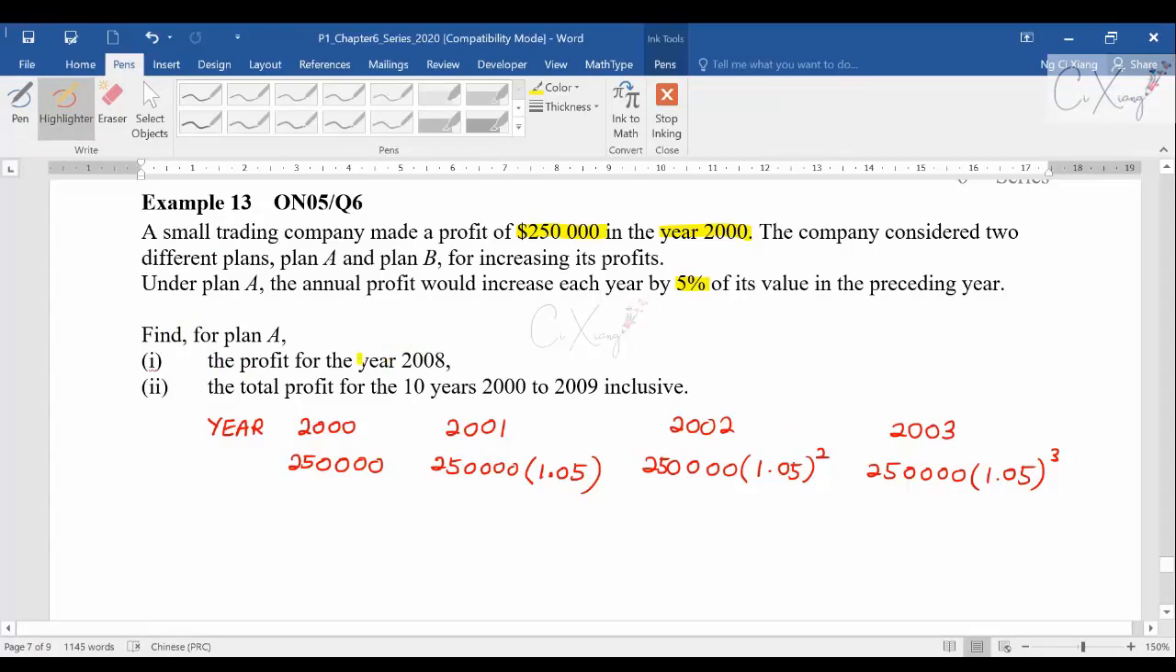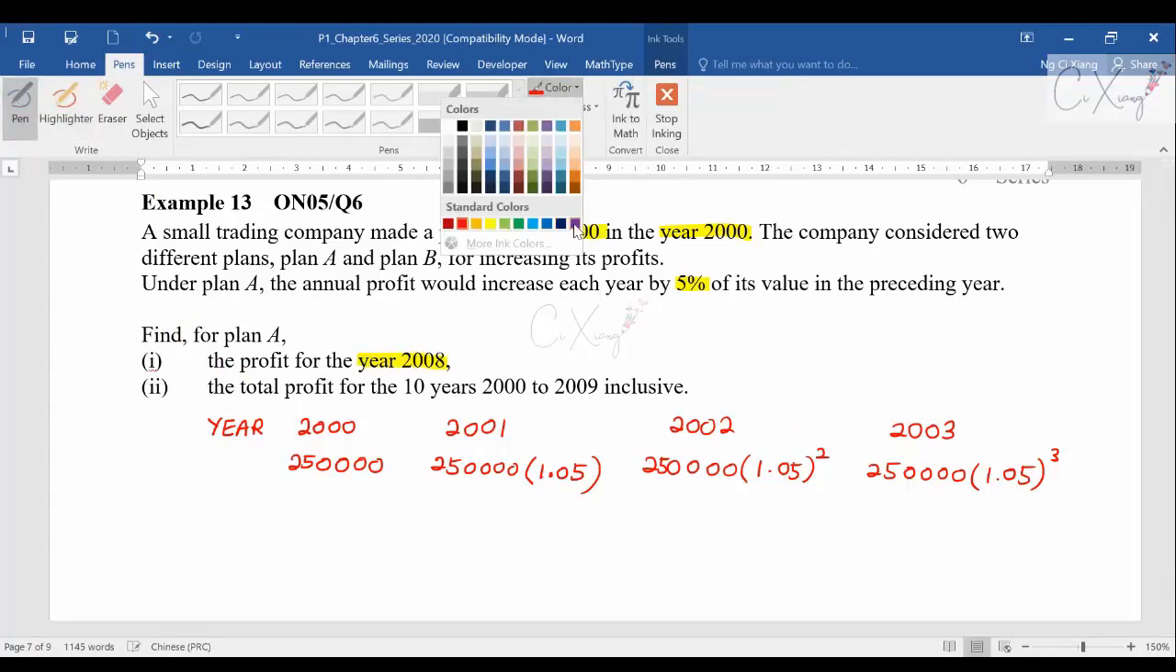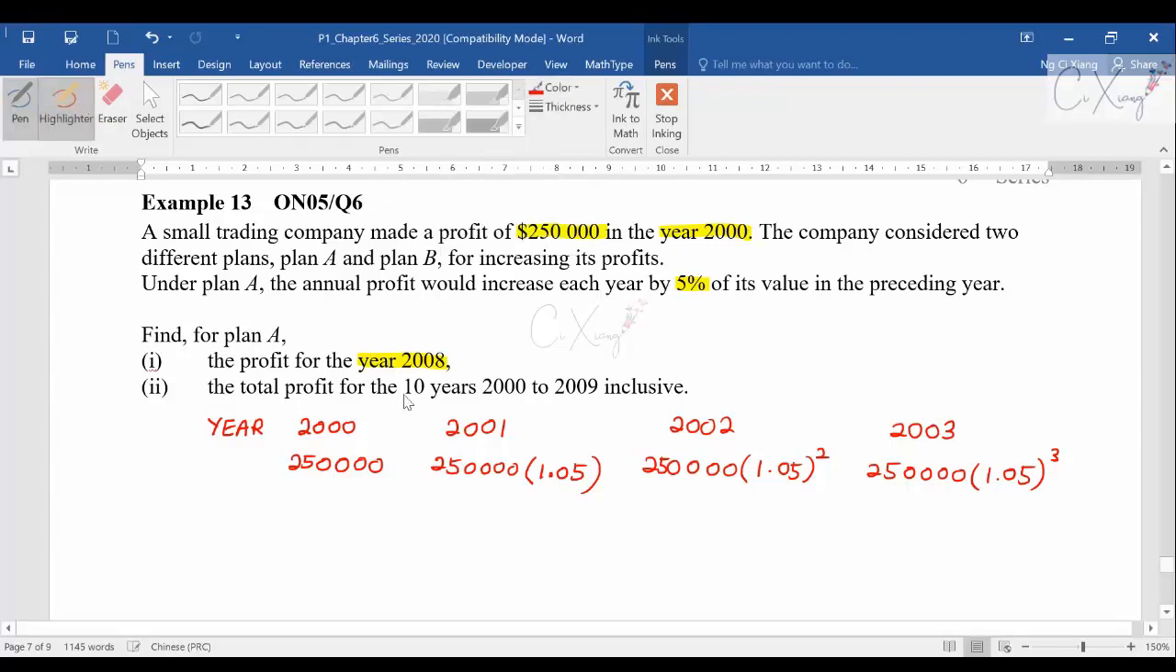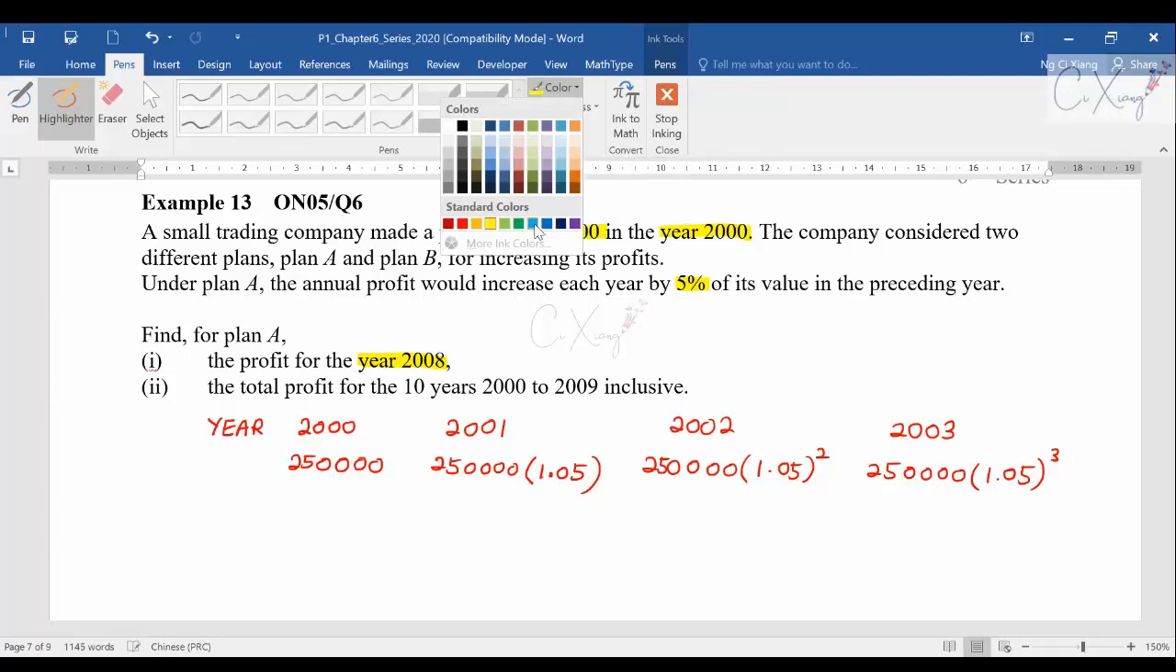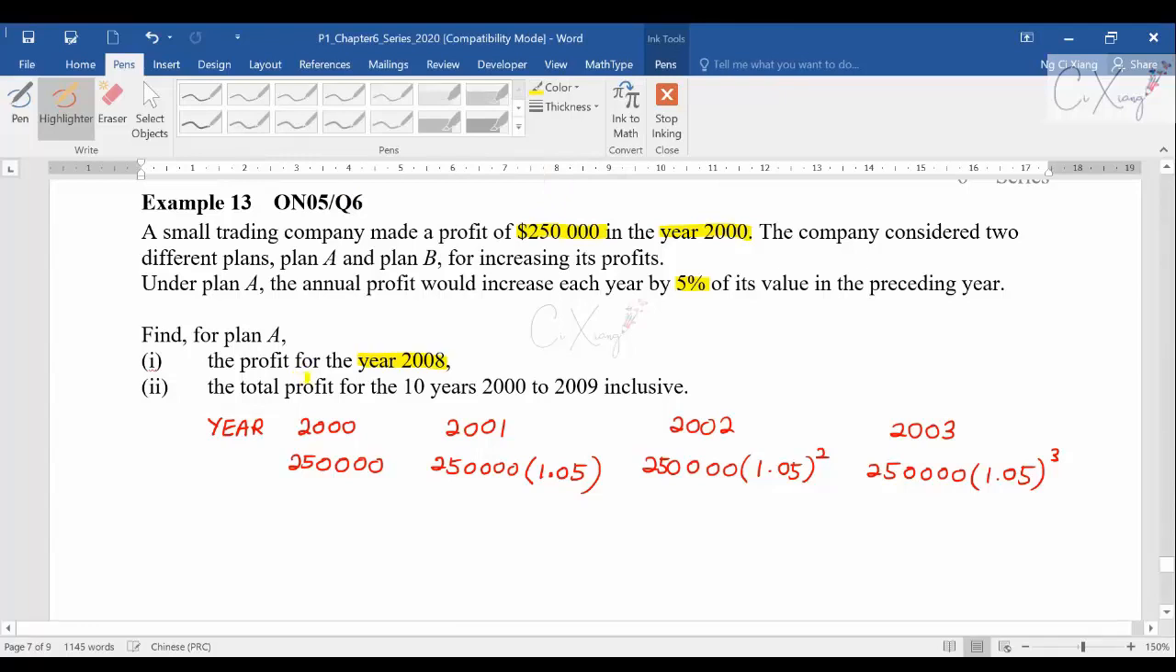Alright, so now, once you have set up already, then please have a look at this. They want you to find the profit for the year 2008. Okay, so why I want you all to write out the year when you set up the question is because you can see the pattern in a clearer way. Alright, so as an example, for year 2000, we name it as T1, the first term. For year 2001 is T2. For year 2002 is T3. 2003 is T4, and so on.